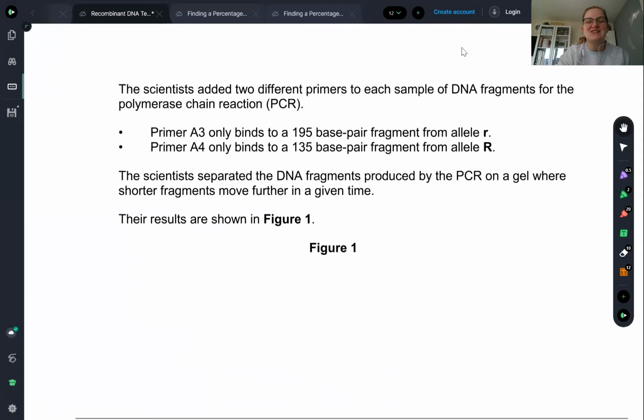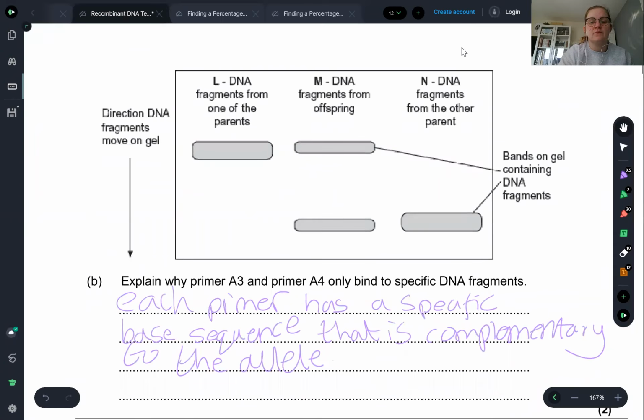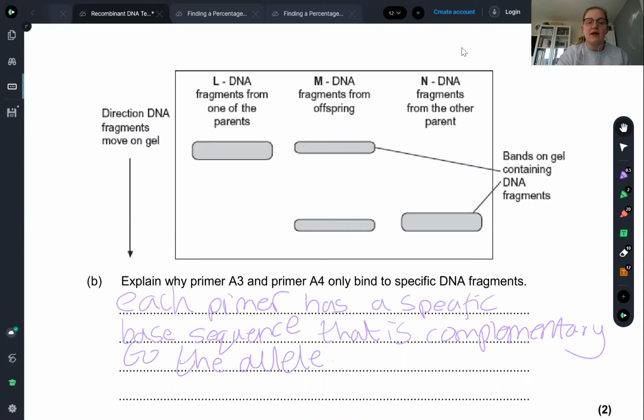So the scientists added 2 different primers to each sample of DNA fragments for the polymerase chain reaction. The same primer A3 only binds to 195 base pair fragment, and primer A4 only binds to 155 base pair fragment. The scientists separate the DNA fragments produced by the PCR on a gel, where shorter fragments move further in a given time, and the results are here. And it asks us, explain why primer A3 and primer A4 only bind to specific DNA fragments.